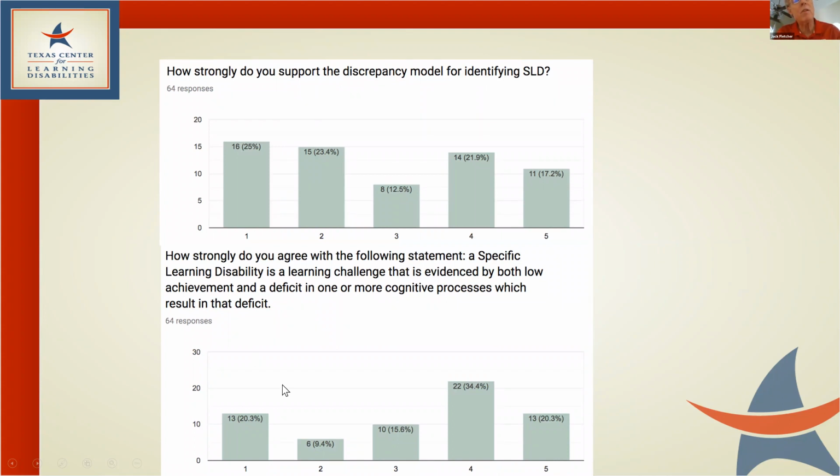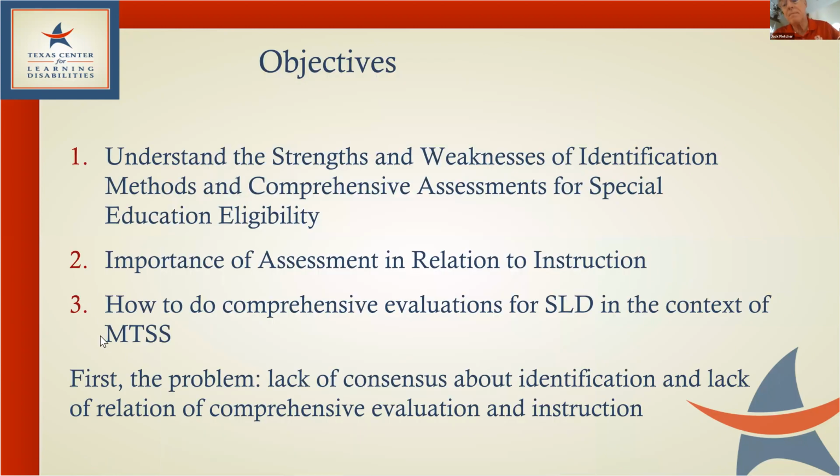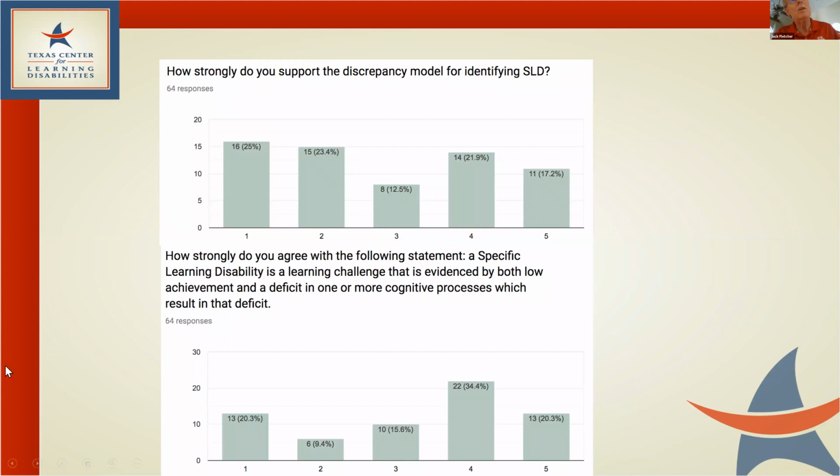If you look at the second slide, which says, how strongly do you agree with the following statement? A specific learning disability is a learning challenge that is evidenced by both low achievement and a deficit in one or more cognitive processes which result in that debate.